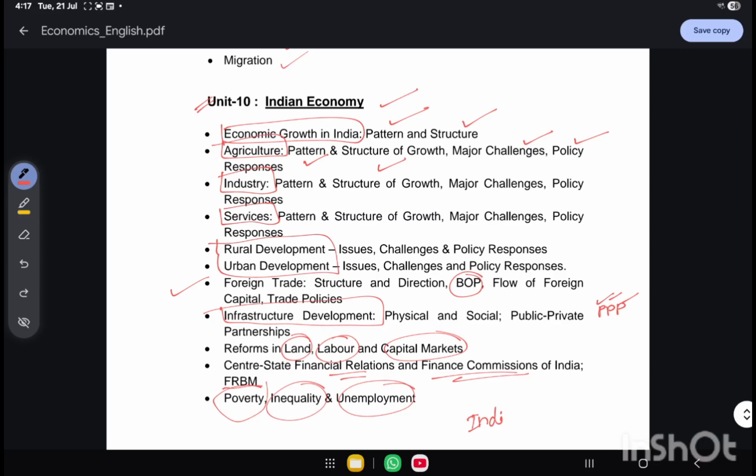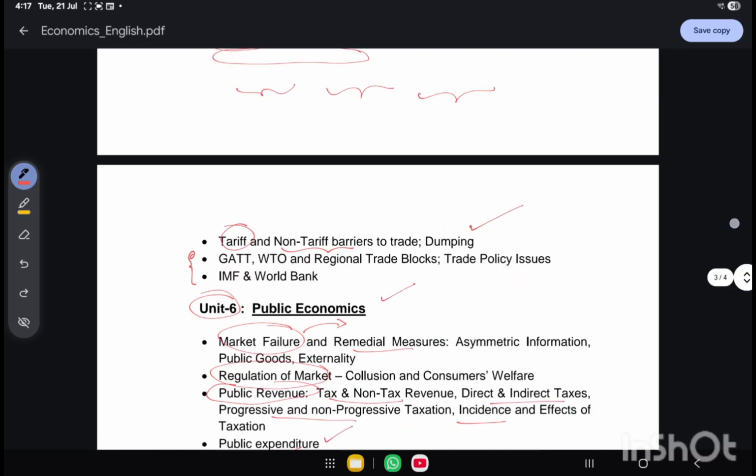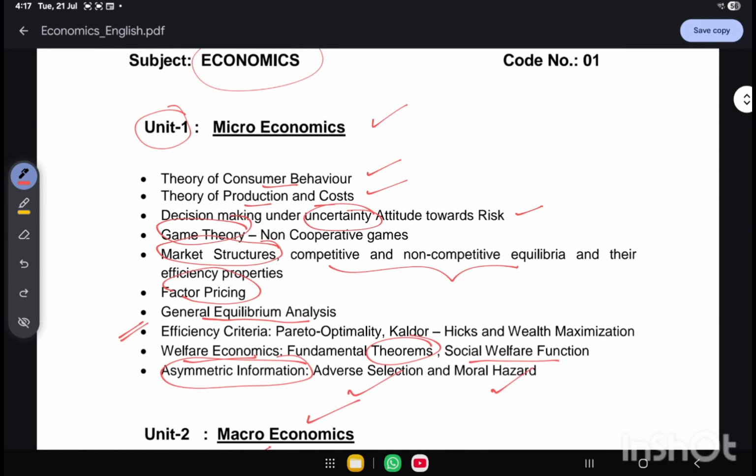In the coming classes we will go through unit by unit, what are the important questions, and how to read each unit, and how to solve the PYQs, and what all to read, what not to read, how deeply we have to read the concepts. All these we will discuss in the coming videos.